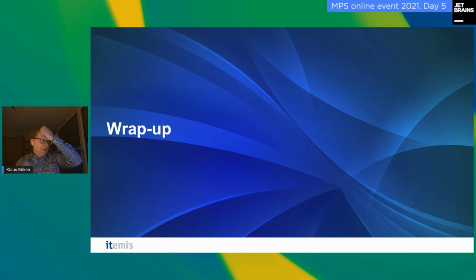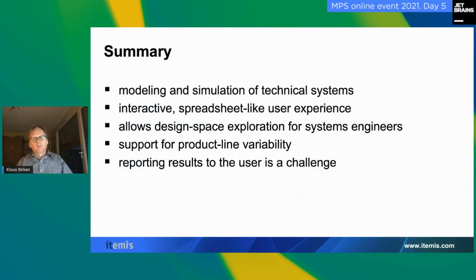Okay, I think I will skip this one and go to the wrap up now. So what I have shown you during the last 45 minutes is a tool built with MPS, which can be used for modeling executable systems and doing simulations to find out timing, resource usage, and so on. And the important point in this presentation was this interactivity, that we can achieve a feeling like working with a spreadsheet. You choose something and you immediately get a reaction. And this supports this design space exploration, which systems engineers love.